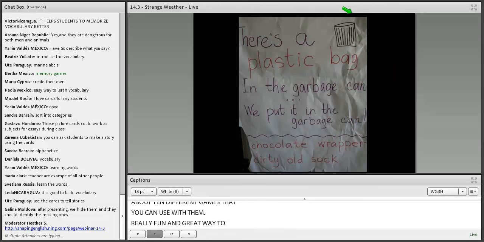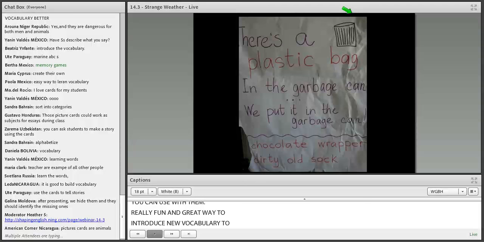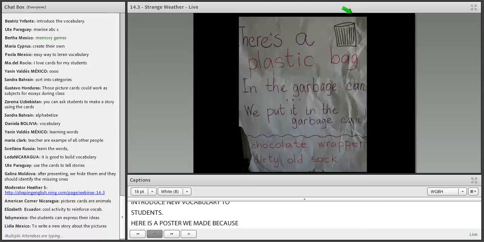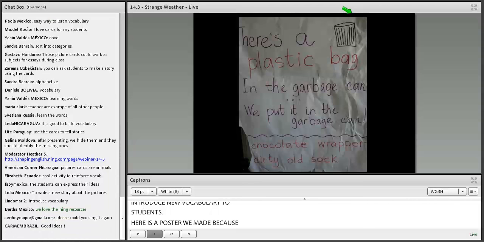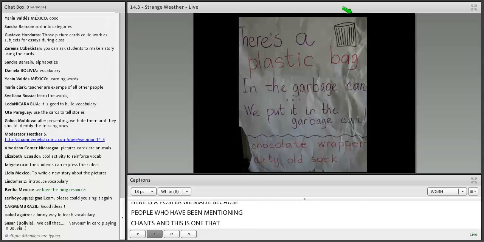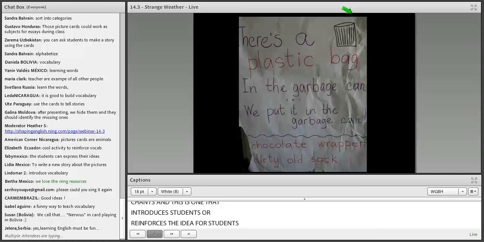Here's a poster we made because people have been mentioning chants. And this is one that introduces students or reinforces the idea for students in just collecting litter. So we use this melody from a famous American song, which goes, if you know the song, he's got the whole world in his hands, he's got the whole world in his hands, he's got the whole world in his hands.